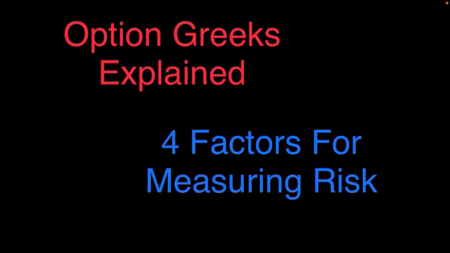Delta values can be positive or negative depending on the type of option. For example, the delta for a call option always ranges from 0 to 1 because as the underlying asset increases in price, call options increase in price. Put option deltas always range from -1 to 0 because as the underlying security increases, the value of the put option decreases.